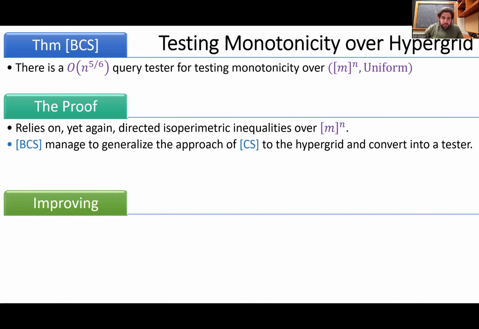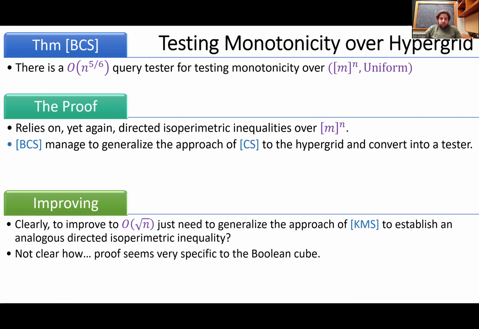And probably what you expect me to say now is that in this work we managed to improve this result to square root of n. And to do that, we just generalize the Talagrand-style isoperimetric inequalities.